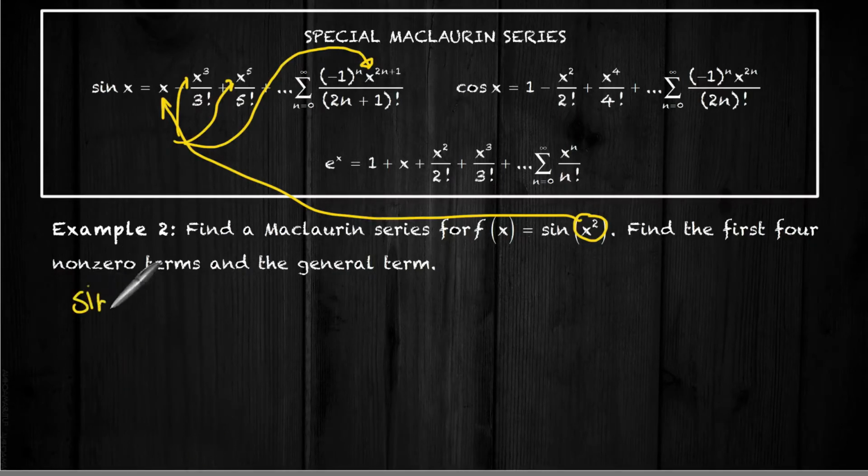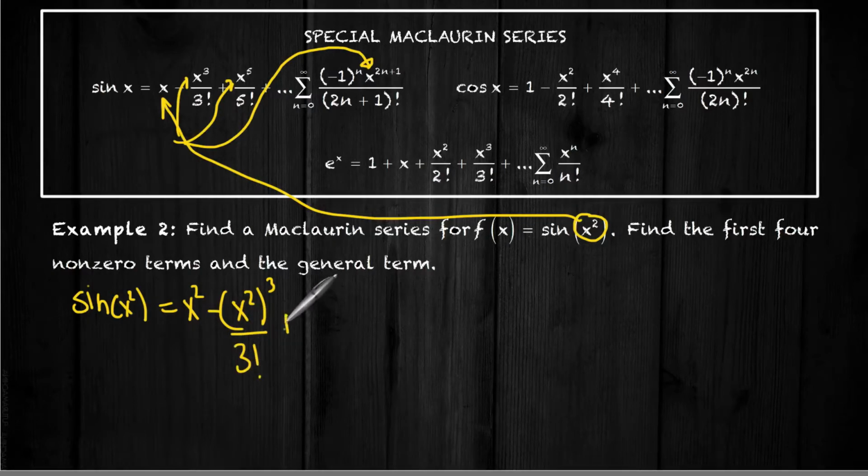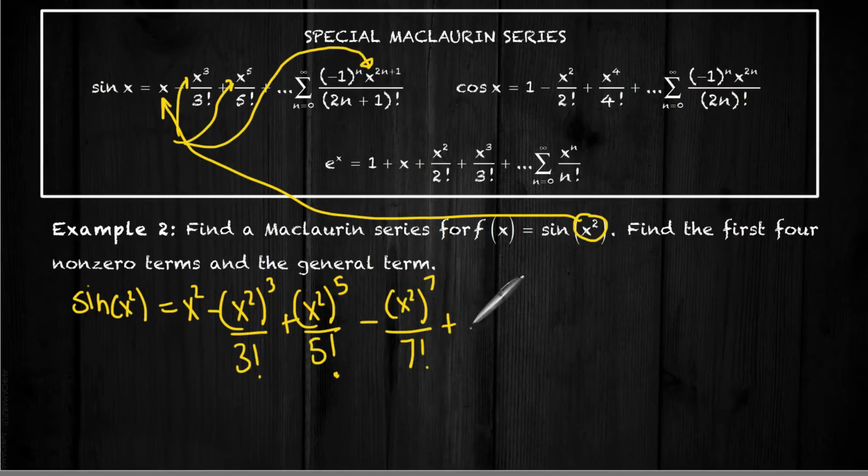Sine of x squared is simply going to be, we're going to replace this x with x squared, and then we're going to replace this x with x squared, which you have to be careful, that's going to be x squared cubed, and that's going to end up giving us x to the 6th. We'll expand that in just a second. So over 3 factorial, and then plus x squared to the 5th over 5 factorial. And they want the first four terms, so we'll do one more: x squared to the 7th over 7 factorial plus dot dot dot.